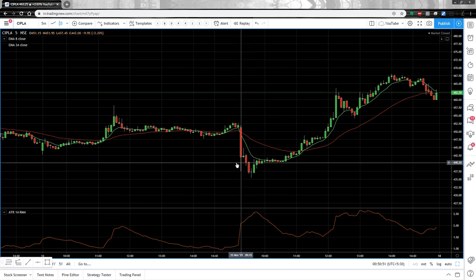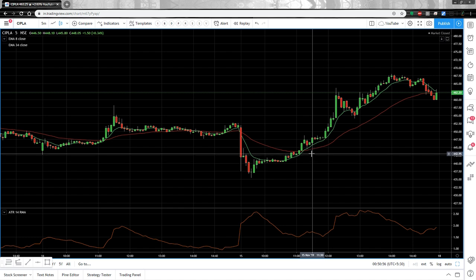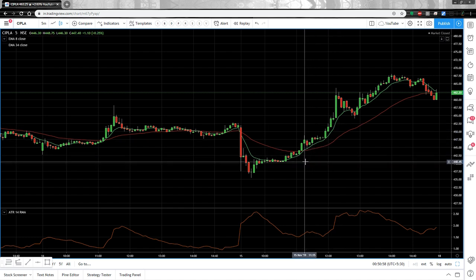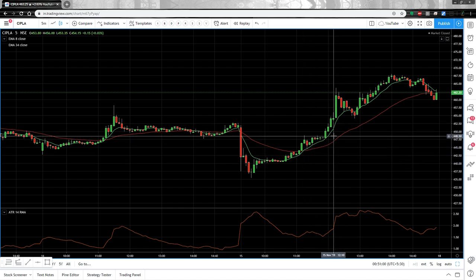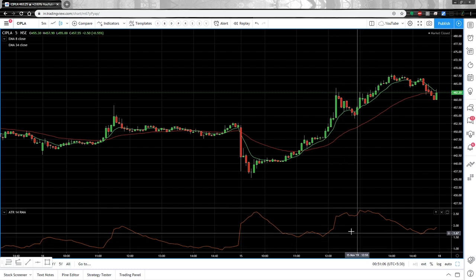So this example was on the short side. Now let's take the example on the long side. Let's say you bought Cipla at a particular price. So how would you put the stop loss, having ATR as your reference point?